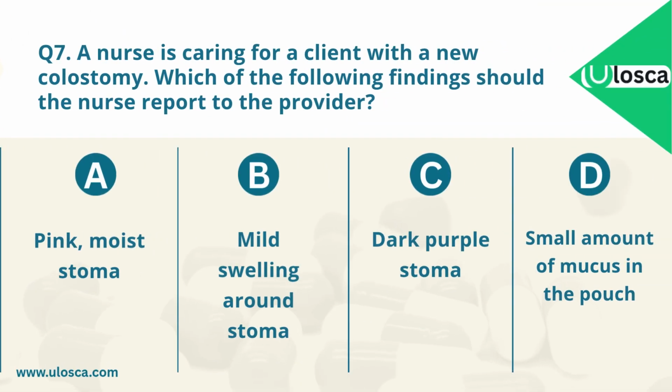Question 7. A nurse is caring for a client with a new colostomy. Which of the following findings should the nurse report to the provider? A. Pink, moist stoma. B. Mild swelling around stoma. C. Dark purple stoma. D. Small amount of mucus in the pouch.